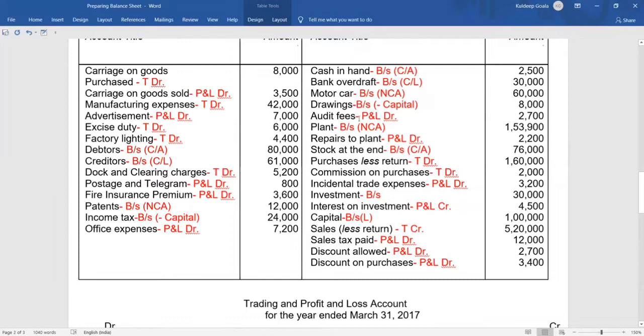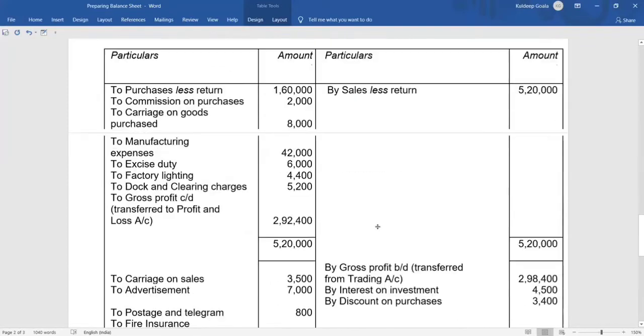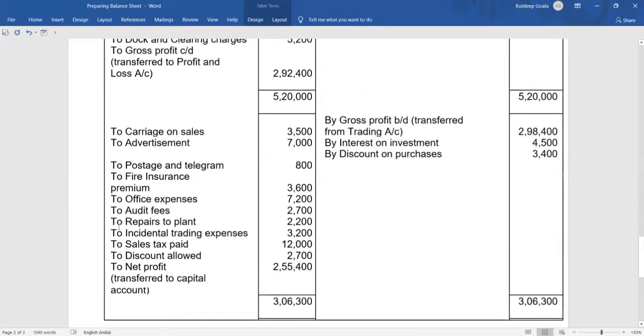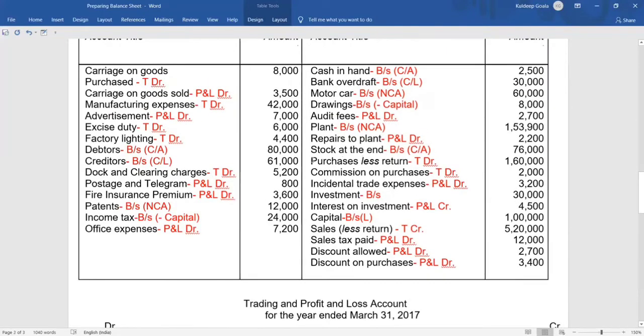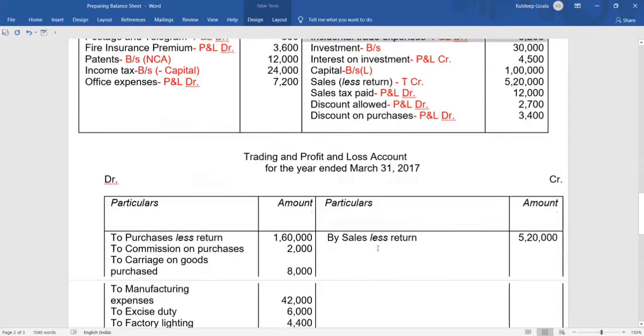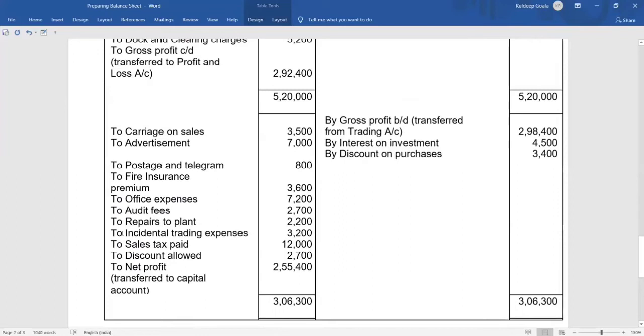What is there? Profit and loss account here. Repairs on plants, profit and loss debit side, 2,200. So it will be "To repairs on plant, 2,200 rupees." Okay. Then coming to the next one. What is there? Purchase incidental trade expenses, 3,200. So "To incidental trade expenses, 3,200."